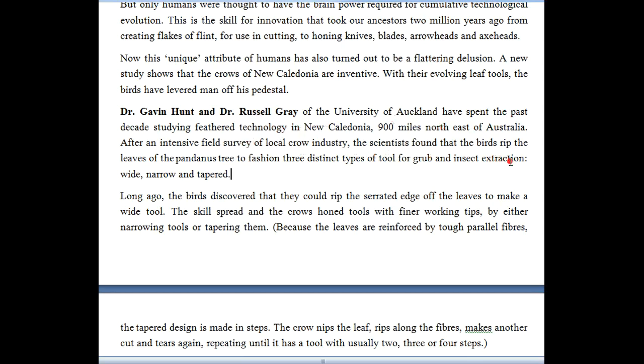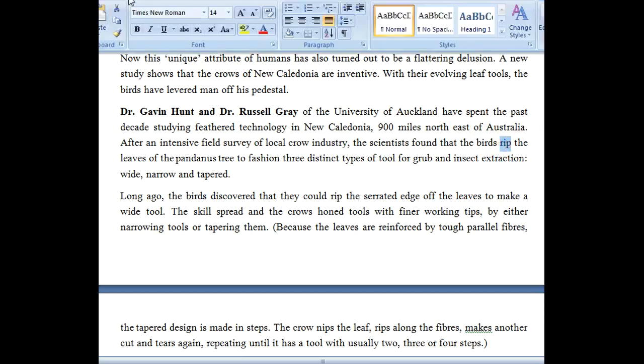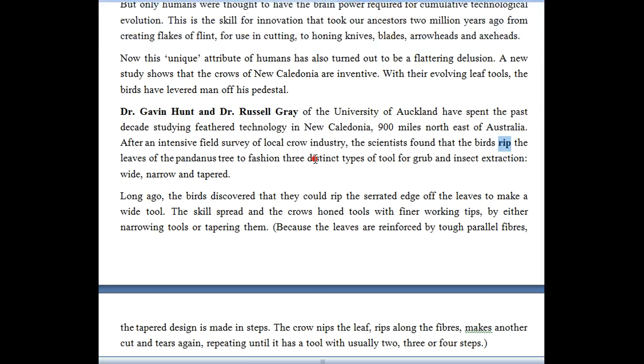Local crow industry scientists, the birds reap the leaves. Okay, so now you got reap. If you know the meaning, that means cut. So birds reap means he is talking about making a cut. And if you can recall the figures, what does it do to the leaf? The leaves of, so reap the leaves of the pandanus tree to fashion 3 distinct types of tools for grub, insect and extraction.